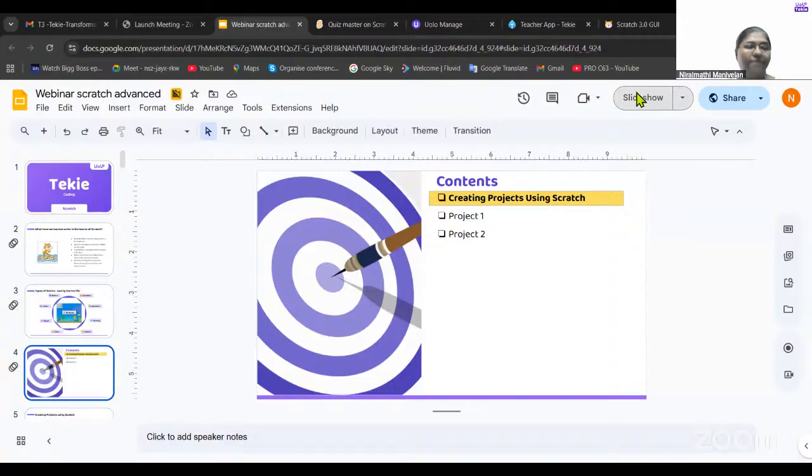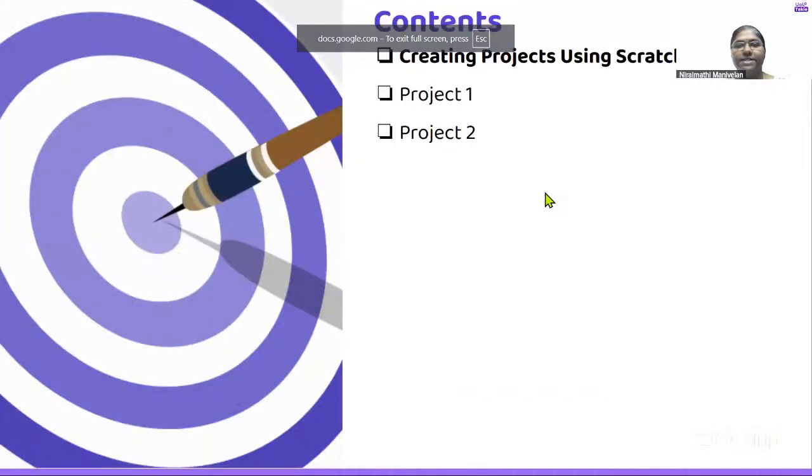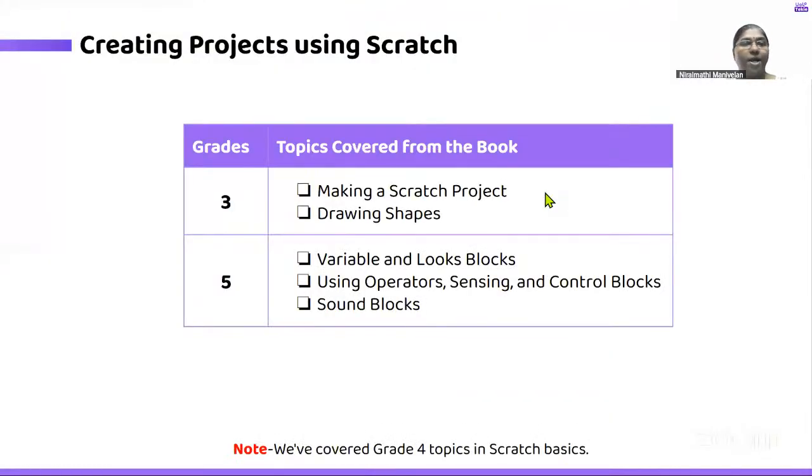So let us go to the slideshow mode. So teachers, today we are going to create two projects. So project one and project two. The first project we will be creating with the concept of grade 5. And the second project we are going to create with the concepts of grade 3. Grade 4 concepts we have completely covered in the basics previous phase.